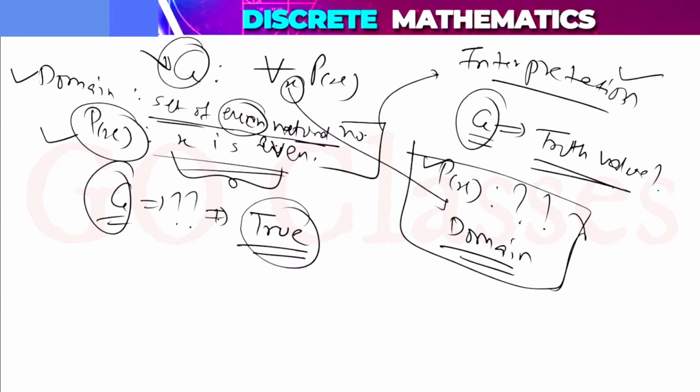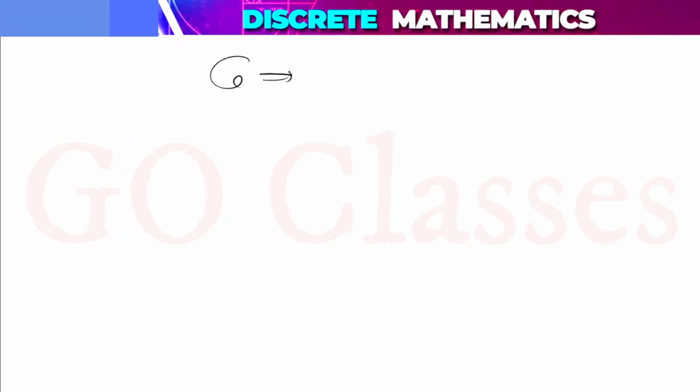So I can say that this interpretation is the model for G. This is the same definition of model, the same definition of interpretation we have used here. Let's assume you have a G. This is a first order logic formula.